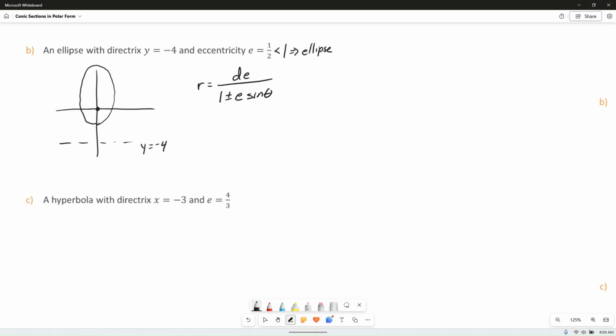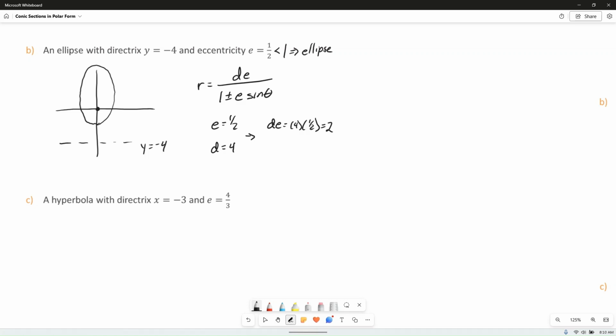So to write out the equation, we need to know the eccentricity. We need to know the value of e, which we were given. That's a half. And then we need to find the value of d, which again, we're given from the directrix. We know d has to be 4. In the numerator of our equation, we have to compute d times e, right? So d times e is going to be 4 times a half. And so the numerator, the d times e, is going to be a 2.